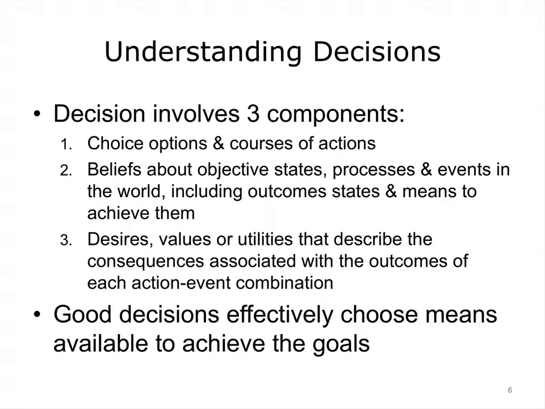First, choice options and courses of action. Second, beliefs about objective states, processes, and events in the world, including outcome states and means to achieve them. This reflects our understanding of the state of affairs and the means to change them. And third, the desires, values, or utilities that describe the consequences associated with the outcomes of each action-event combination. Some outcomes are more satisfactory than others, and some risks are more consequential than others.